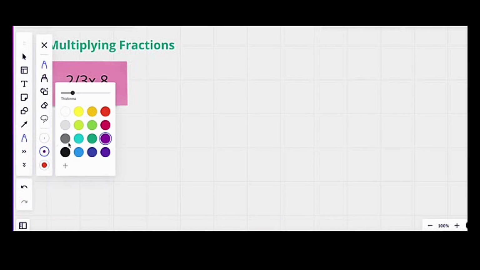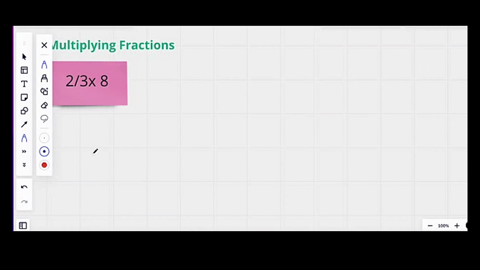Okay, so what about when we have a fraction that's being multiplied against a whole number? We've got 2/3 multiplied by 8. How do we go about doing that? The first thing we're going to do is rewrite our question so that it's easier for us to follow. So we've got here 2 over 3 times 8. We've got a whole number right there.